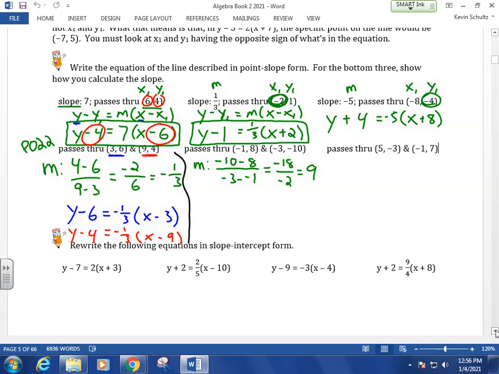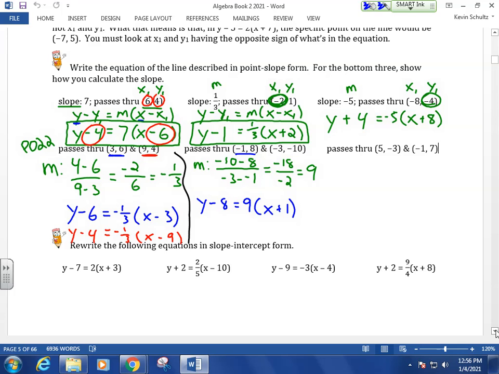If we use the first ordered pair, (-1, 8), our answer would be y minus 8 equals the slope of 9 times x, but instead of minus -1, it becomes a +1. We see that opposite relationship there. That x value is negative in the ordered pair, but it's positive in the equation. That 8 was positive in the ordered pair, but it's negative in the equation. The reason is that point slope form has those subtraction signs as part of the formula.